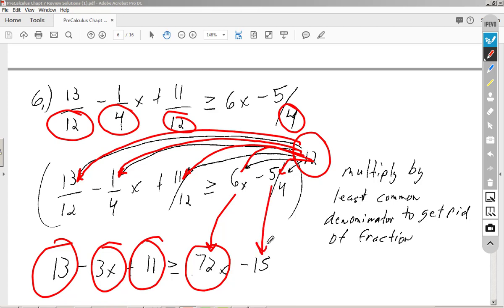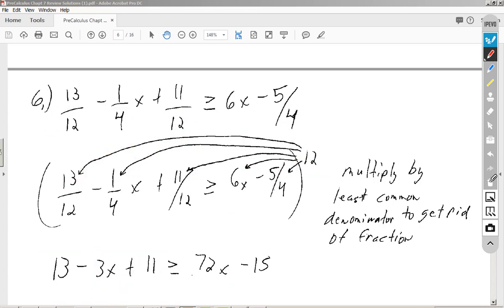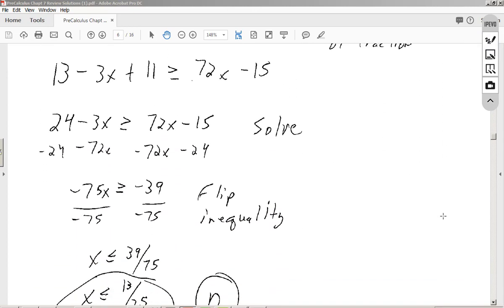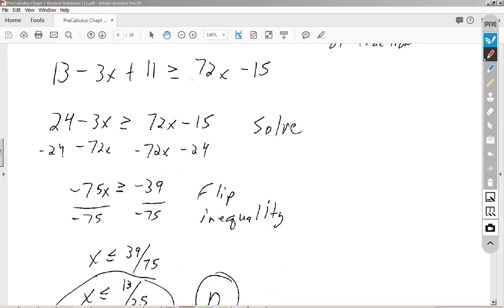Now that I've multiplied by the least common denominator, you're going to notice I have 13 minus 3x plus 11 is greater than or equal to 72x minus 15. Now I've just got an algebraic equation that I need to go ahead and just solve. So following my laws of algebra, I notice that first off, I take the 13 and the 11, that's going to add together and give me the 24.